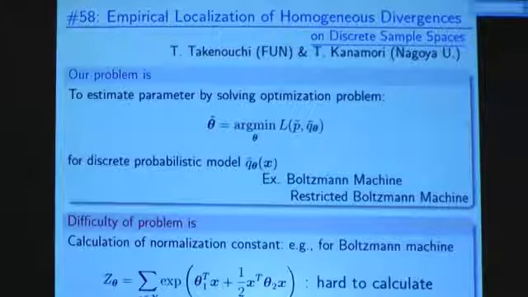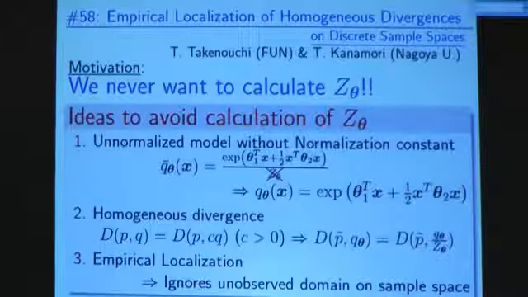And the difficulty of this kind of problem is caused by the calculation of the normalization constant. For example, a Boltzmann machine has a normalization constant written like this. And this term is very difficult to calculate when the dimensionality of the input x is very large. So our motivation is that we never want to calculate the normalization constant. And we employ 3 ideas to avoid the calculation of the normalization constant.